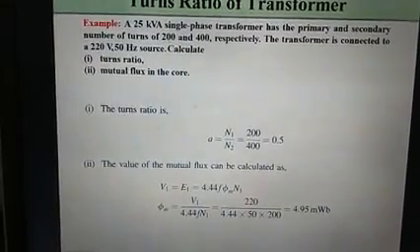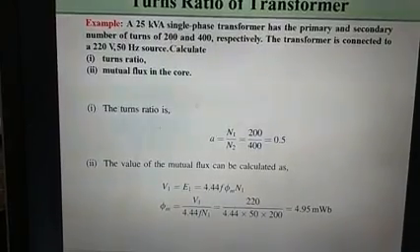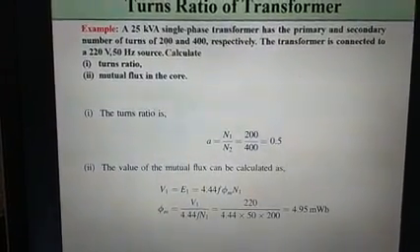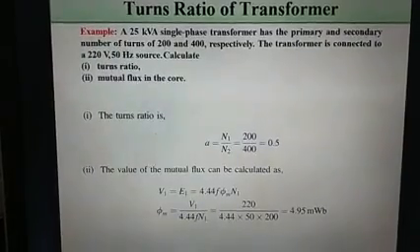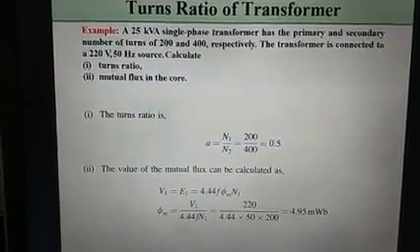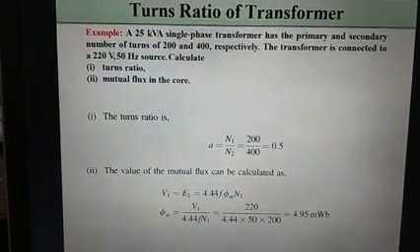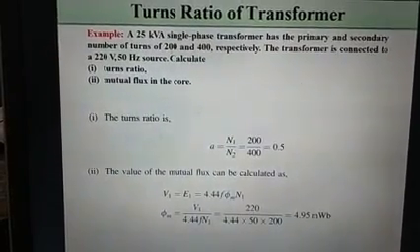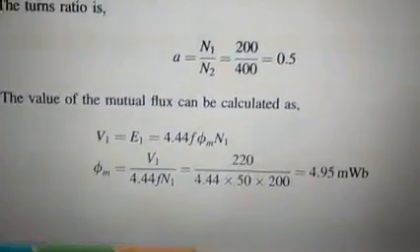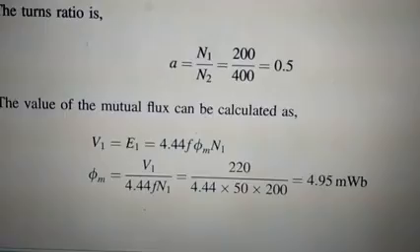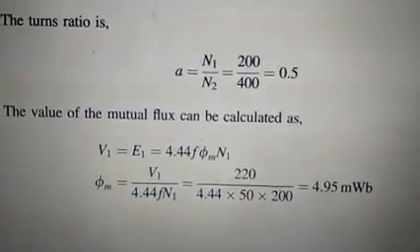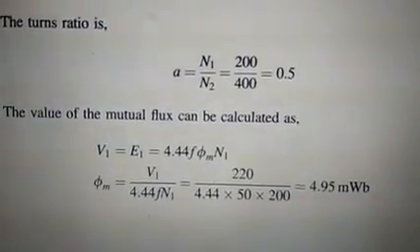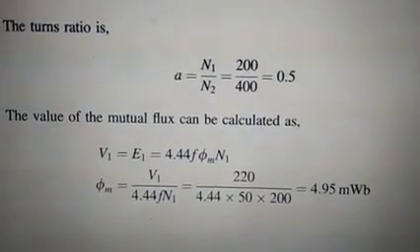And for finding the flux, mutual flux in the core, you can apply the EMF equation of transformer. E1 is equal to 4.44 frequency phi m N1. So phi m can be calculated as V1 by 4.44 F into N1, and you can find this phi m is equal to 4.95 milliweber.